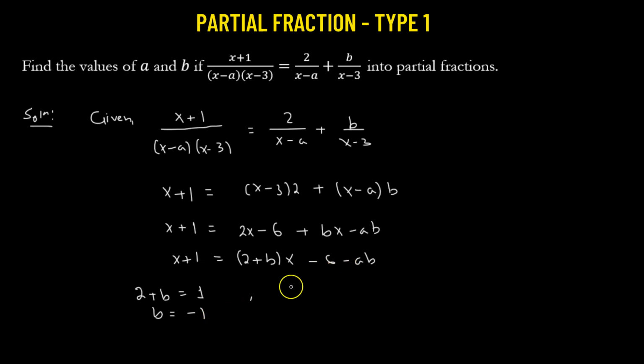And then if we compare the constant terms, we have -6 - ab equals positive 1, or simply ab equals -7. Now we have already obtained the value of b, which is -1. So if we substitute b with -1, then the value of a is going to be positive 7. Hence we have successfully found the value of a. Hence our a value will be 7 and our b value will be -1.